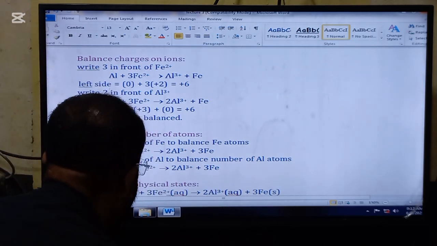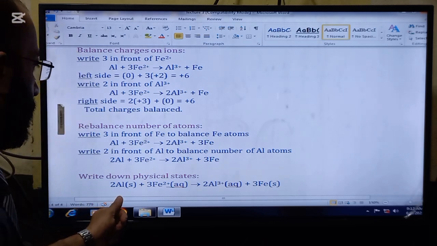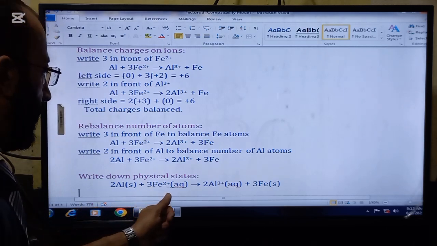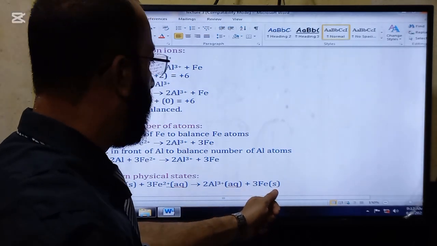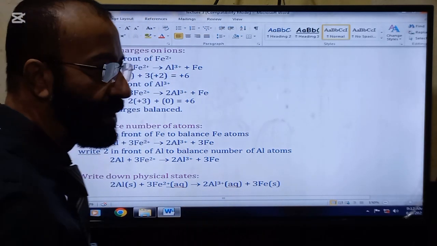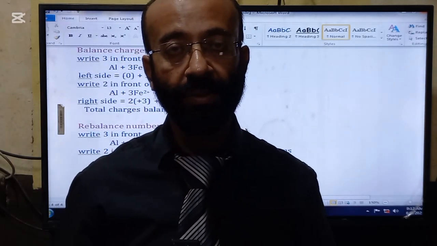So the final step will be to write the physical state. Aluminium is solid, iron ion is aqueous form, aluminium ion is aqueous form, and iron is solid. So this was the final step. So this was the lecture of balancing the ionic equation, students.